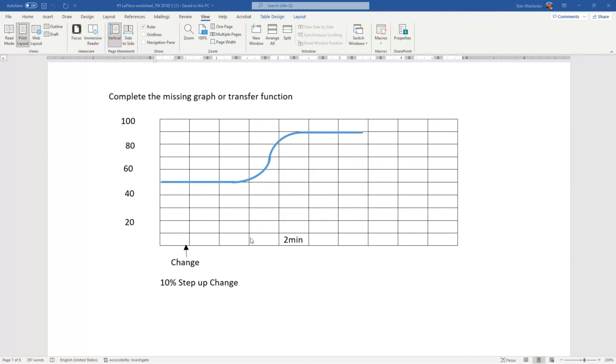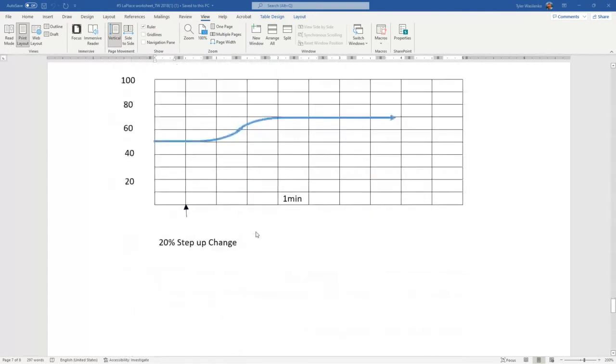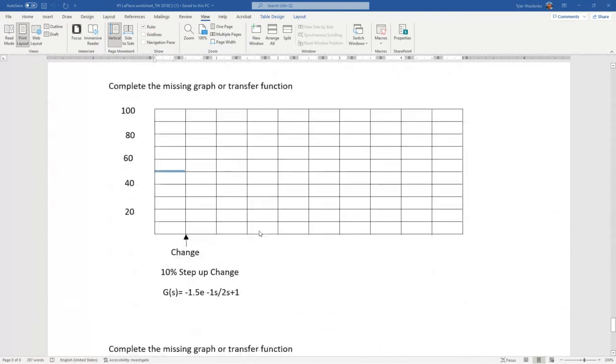And now we will look at another example here. Can be a little bit more challenging. Okay, here we have a transfer function given with no graph. So from the information we can gather here, we have a K is equal to minus 1.5.